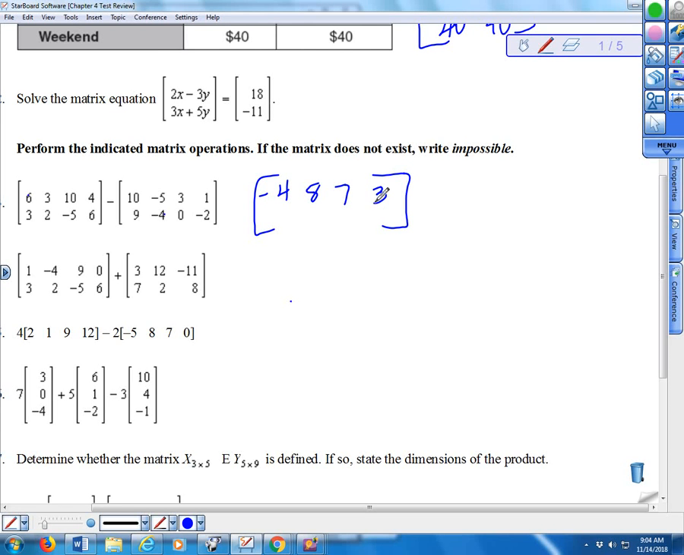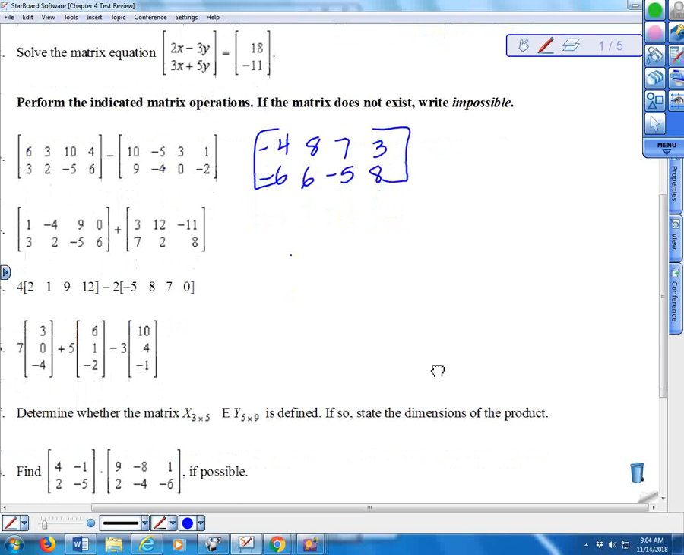3 minus 9 is negative 6. 2 plus 4 is 6. Negative 5 minus 0 is negative 5. And then 6 plus 2 is 8. That should be it.